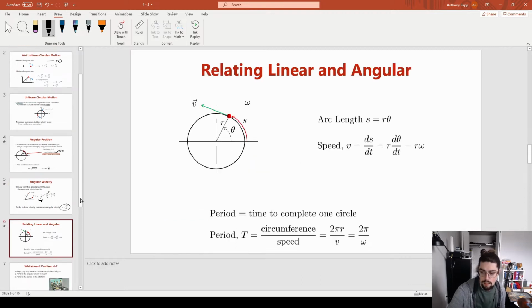We can take that a step further, and we can try to relate our linear and our angular values. Right, so for one of these, we can immediately think about that distance traveled, our arc length. If we wanted to know how far around the circle we have gone in meters, if we want to talk about, like, you are at this radius from the center, you travel around this angle, that is what we get as arc length. And that is related by s is equal to r times theta.